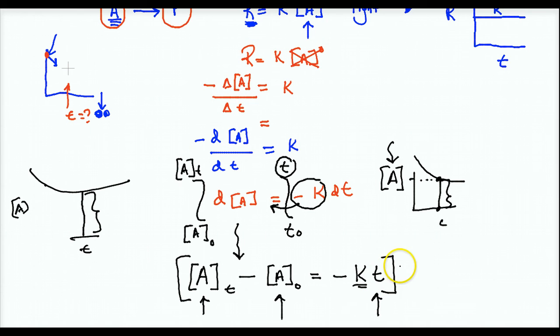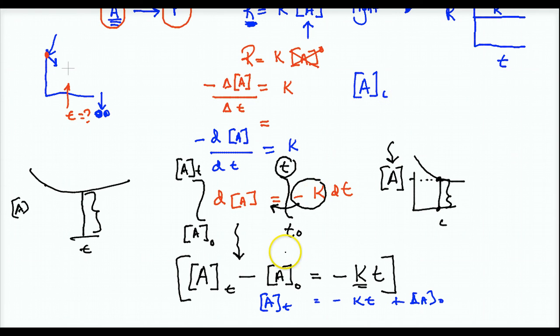Very important stuff. As we go forward, there are even more implications to this. If I rearrange this one more time, I get A of t equals negative kt plus A of 0. Let me write this over here. I brought this over to this side algebraically, so I just add to both sides, which gives me negative kt.